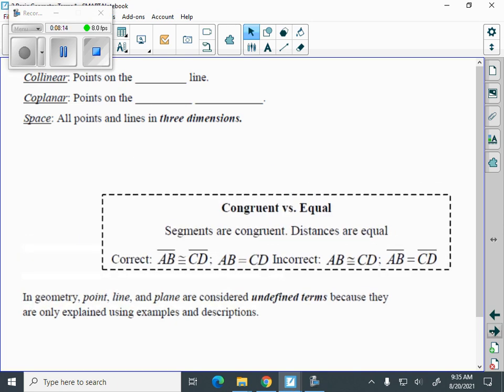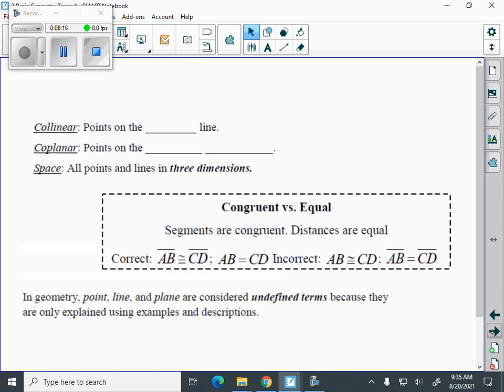So if I scoot this here, a little bit more vocabulary here. Collinear means that all of the points are on the same line. And coplanar means that all of the points are in the same plane.